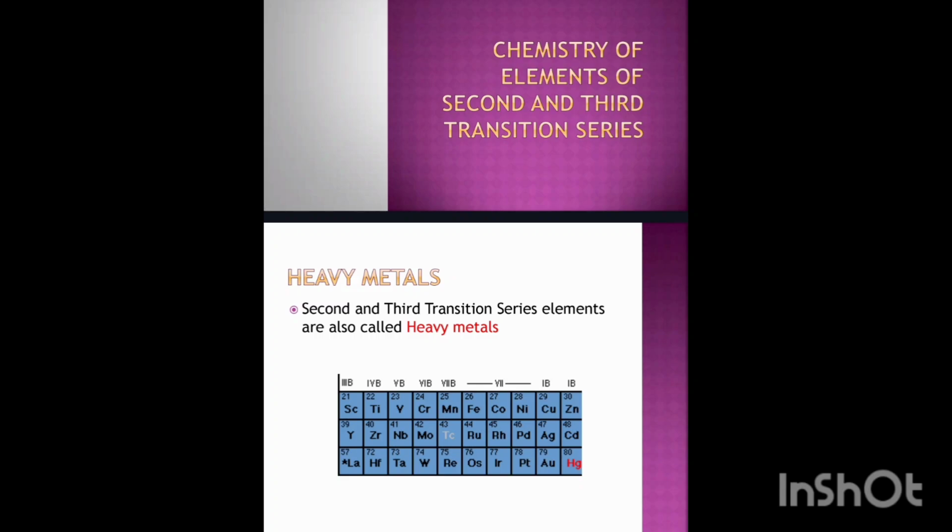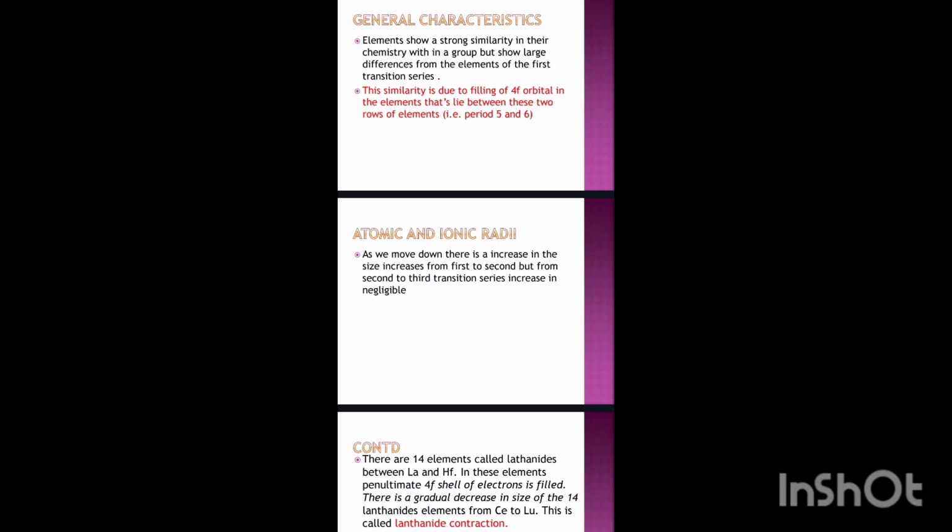General characteristics. Elements show a strong similarity in their chemistry within this group but show large differences from the elements of the first transition series. This similarity is due to the filling of the 4f orbital in the elements that lie between these two rows of elements.